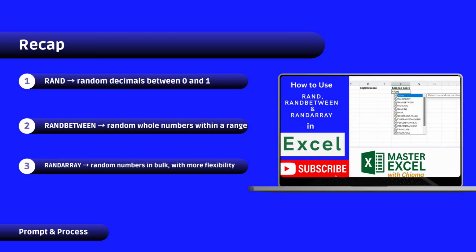Now we've come to the end of this video. So to wrap it up, we talked about RAND, which gives random decimals between 0 and 1, RANDBETWEEN, random whole numbers between any limit you set. And then finally, we talked about RANDARRAY, which offers more flexibility for both whole numbers and decimals using TRUE or FALSE. All you need to do is set the right conditions, and you can generate your random numbers.